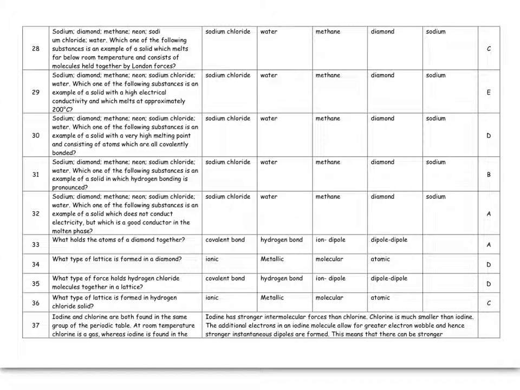We've got these things: sodium, diamond, methane, neon, sodium chloride, and water. Which of the following substances is a solid which melts far below room temperature, so it's got weak intermolecular forces and has mainly got London forces? I'm first going to think about what these things have in them. Sodium chloride is Na plus and Cl minus. It's an ionic bond. Water is a polar covalent molecule with hydrogen bond forces between them.